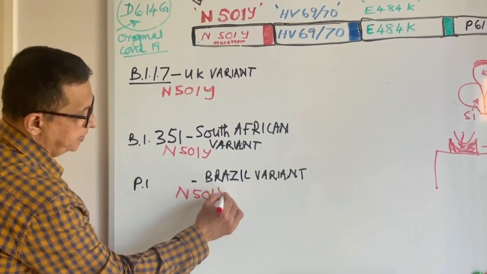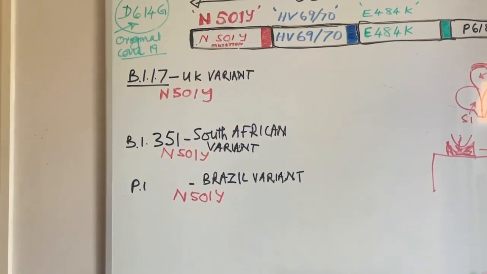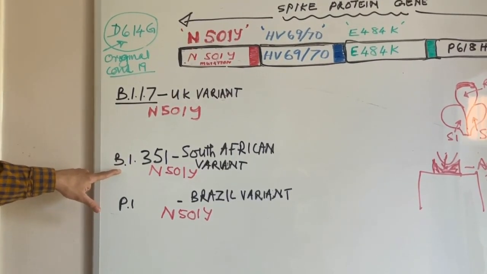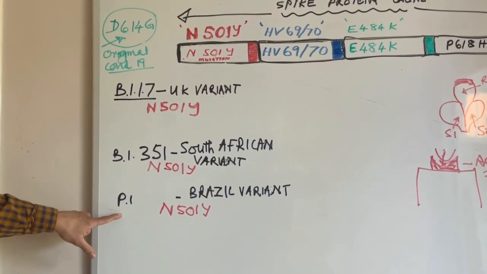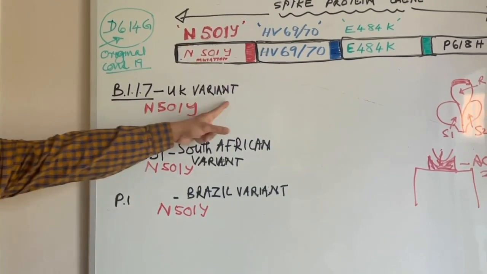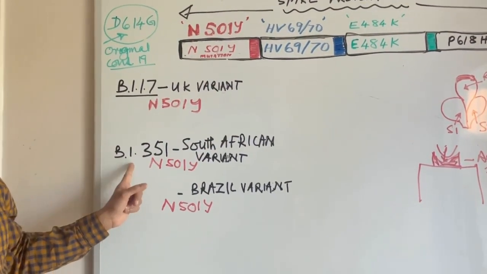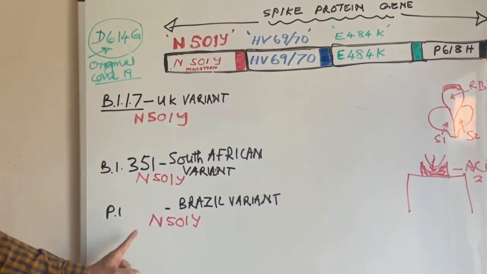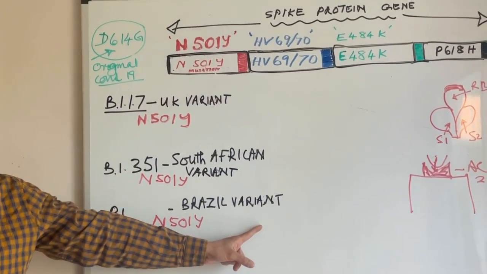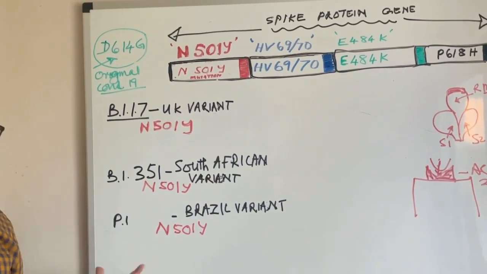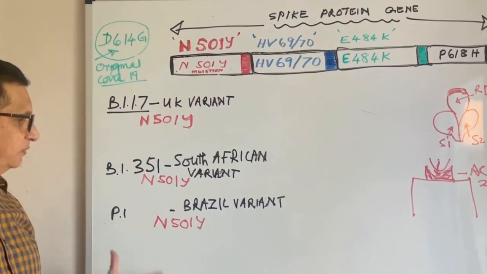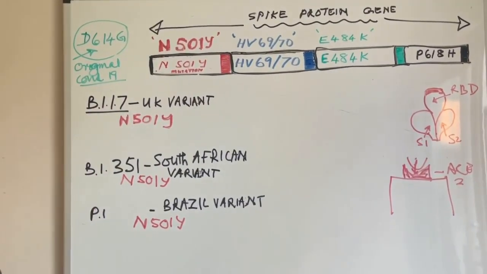So this mutation was found in all of these variants: B117 UK variant, B1351 South African variant, P1 Brazilian variant. We have another two variants, the Californian variant and the New York variant, in which this mutation was not found.